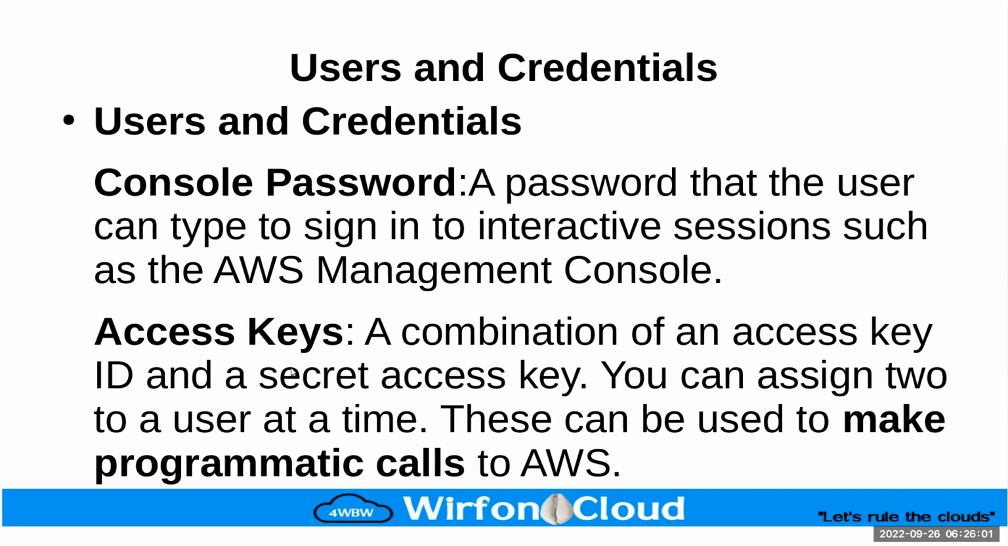You also come to learn about what is referred to as access keys, and access keys are just a combination of an access key ID and a secret access key. You can assign them to a user, and they can be used to make programmatic calls. So the permanent keys here, which are access keys, are always a combination of an access key ID and a secret access key, and they can be used to make programmatic calls.